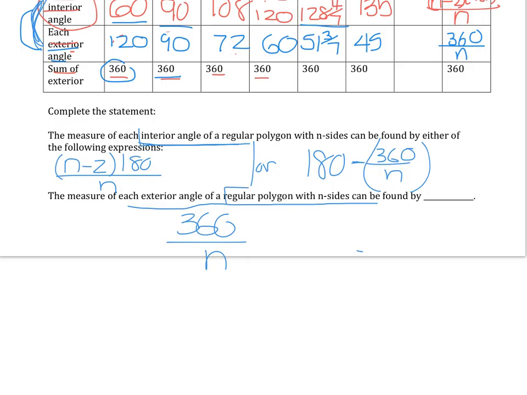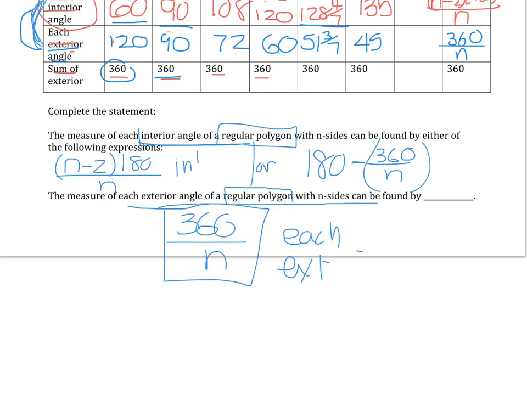So everything we're doing is a regular polygon. If the angles are all the same, each exterior is this, and each interior is this. These are the two formulas that we need.